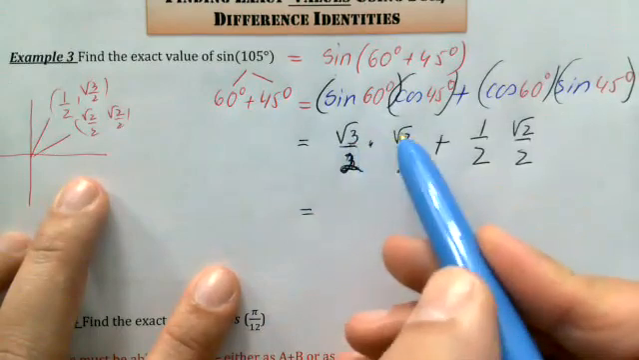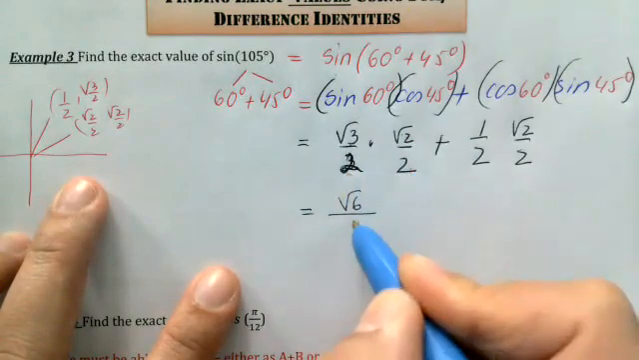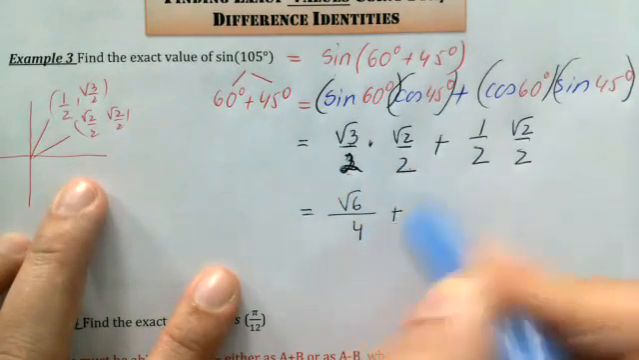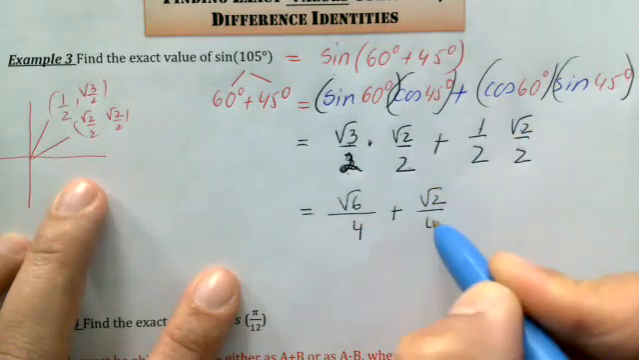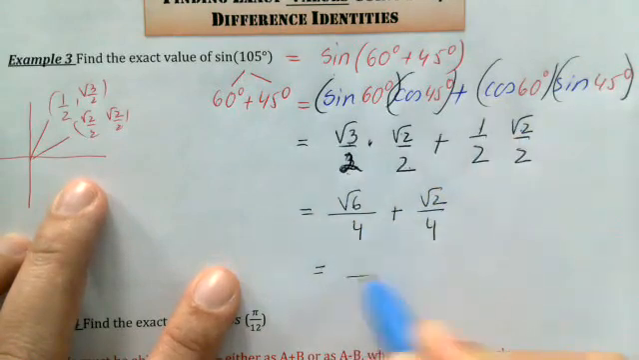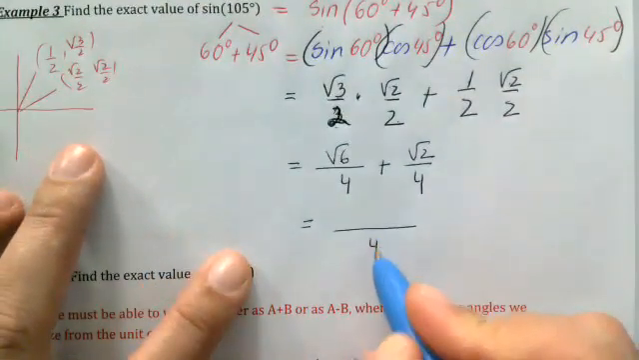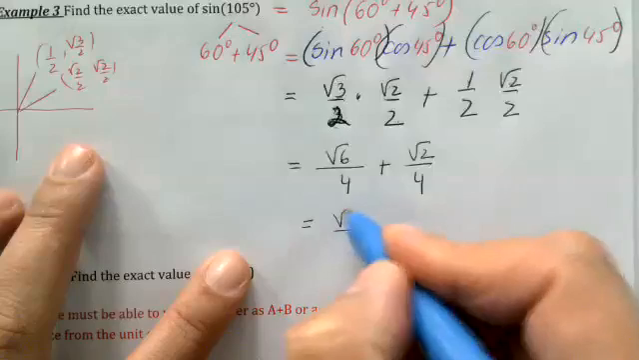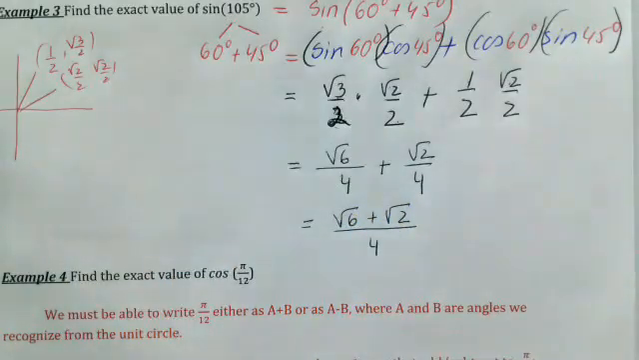Square root of 3 times square root of 2 is square root of 6. 2 times 2 is 4. 1 times square root of 2 is square root of 2. 2 times 2 is 4. They already have the same denominator. 4 at the bottom, square root of 6 plus square root of 2 at the top.